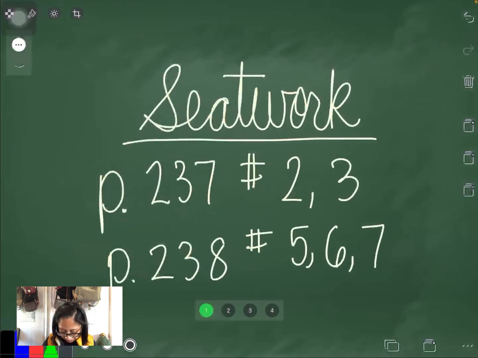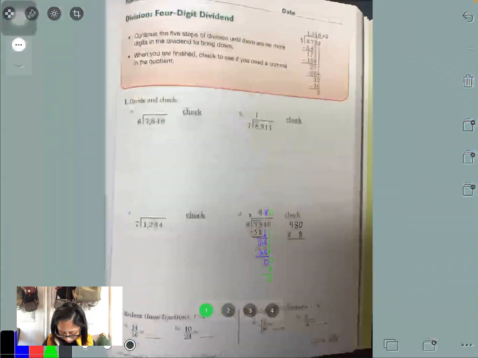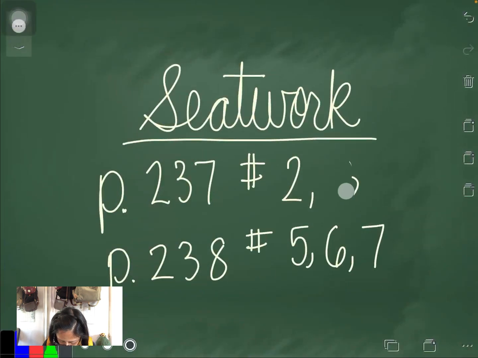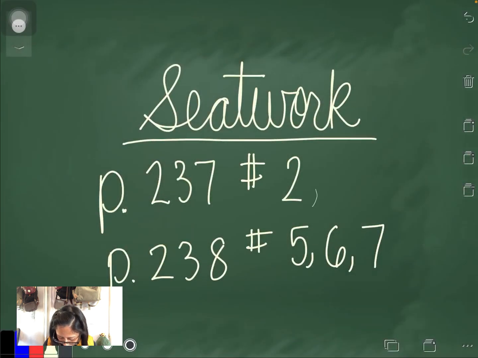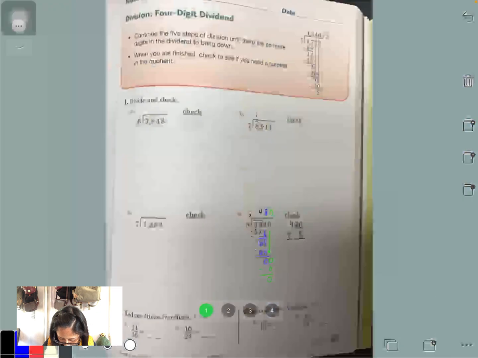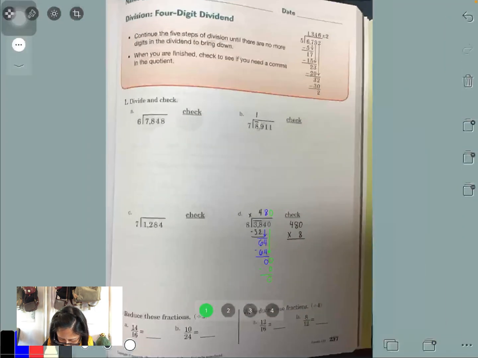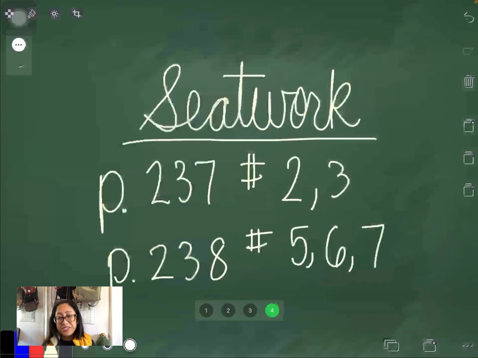Wait a minute. Let me erase one. There's no 3 on this side. Just realized that. Oh, there is a 3. My bad. It's very small. You won't be able to see it. Here, I'll show you 3 on this page. On page 237, that's number 3. I just realized that. Okay, so that's your seat work. Sorry about adjusting back and forth.